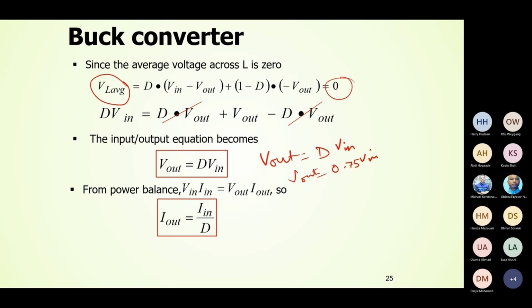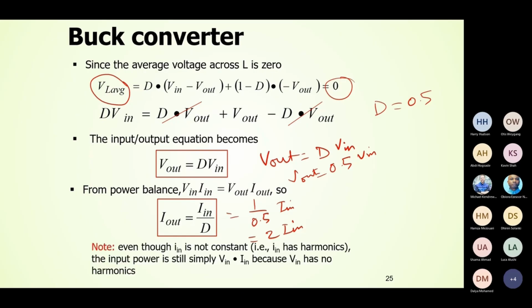And as we know previously from the power balance equation, we can also find the output current. Let's consider the case D equals 0.5. It means your output voltage is half of the input voltage. But here what is happening? The output current is 1 over 0.5 times I in, which is equal to 2 times I in. So if you divide the voltage by 2, then your current will be increased by 2 times.